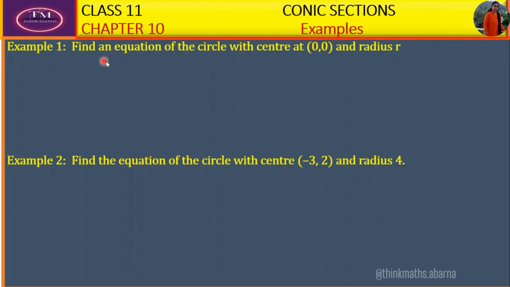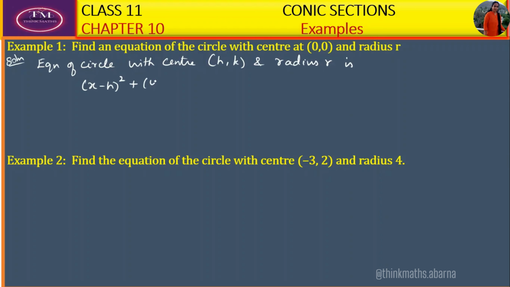Example 1: find an equation of the circle with center at 0, 0 and radius r. So we know the general equation of the circle. The equation of a circle with center h, k and radius r is x minus h the whole square plus y minus k the whole square equal to r square. So this is the general equation of the circle.